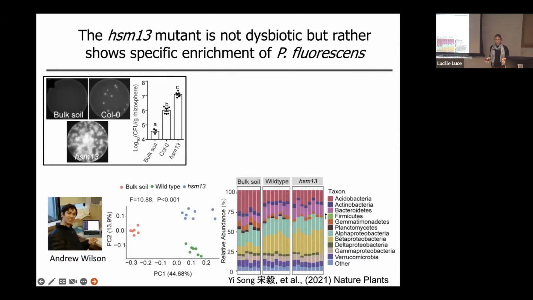We can also do microbiome sequencing to look at the entire community and see if it is just Pseudomonas that's different or are there larger community changes. And here we actually found that wild type and the HSM13 mutants look quite similar. This is a principal component analysis and they separate along this axis, although that's a smaller portion of the variation than this axis, which explains bulk soil versus the plant genotypes. But when we look at the taxonomic levels, they're actually quite similar. So this is phylum level.